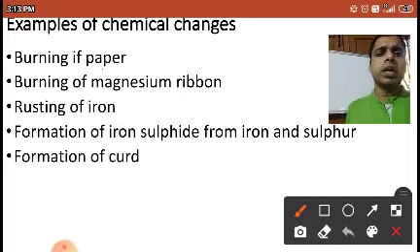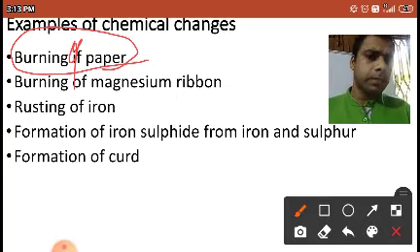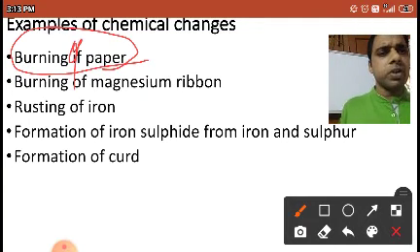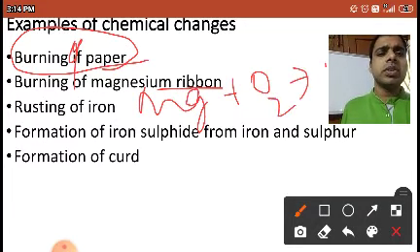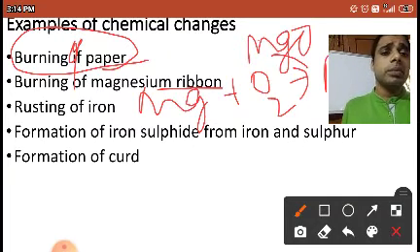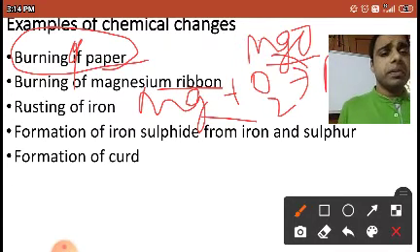You can see here, burning of paper. Take paper and burn it; it will produce ash, and that ash will not reverse to give you back the paper. Burning of magnesium ribbon: take magnesium and burn it in the presence of oxygen. It will produce MgO, magnesium oxide, and it burns with a white dazzling flame. Burning of magnesium ribbon is always a chemical change.